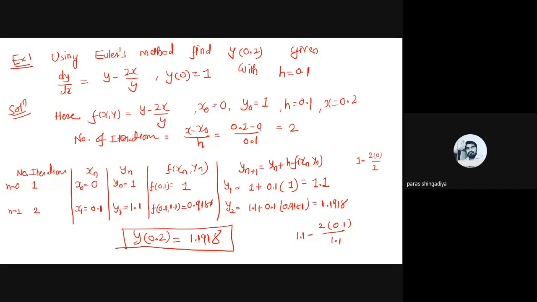x minus x0 upon h, that will be 2, meaning you have to derive two iterations. That gives you an idea of how many values you have to predict. If it is 3 there, then you have to predict y1, y2, y3. If it is 2 there, we will check y1, y2. So you can define the columns like this.